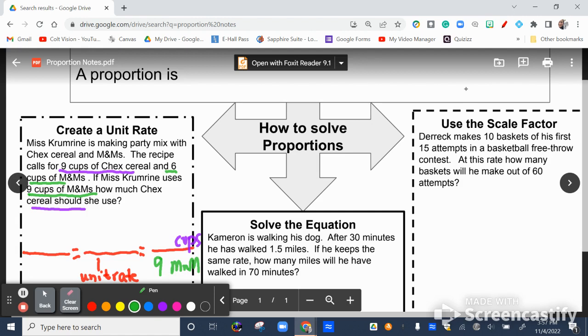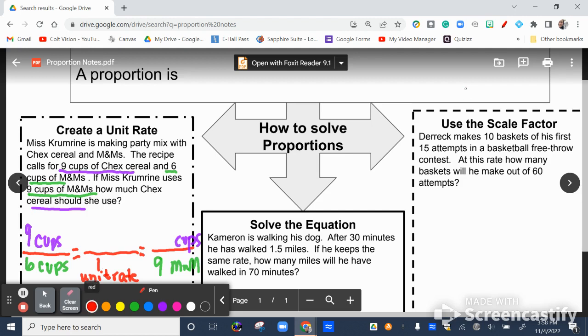To do that, I'm going to find what's the amount of cereal for 1 cup of M&Ms. And to do that, I'm going to start with the original recipe, which is 6 cups. So 6 cups M&Ms is used with 9 cups of cereal. On the numerator, it's Chex, and the denominator is M&Ms.